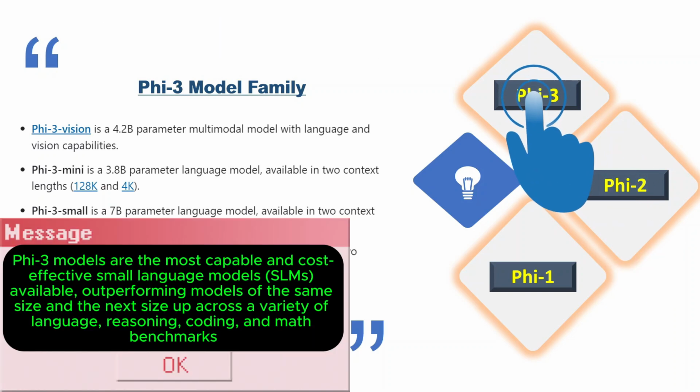Phi-3. The latest addition to the series is Phi-3, introduced in April 2024. Phi-3 models are the most capable and cost-effective small language models available, outperforming models of the same size and the next size up across a variety of language, reasoning, coding, and math benchmarks.